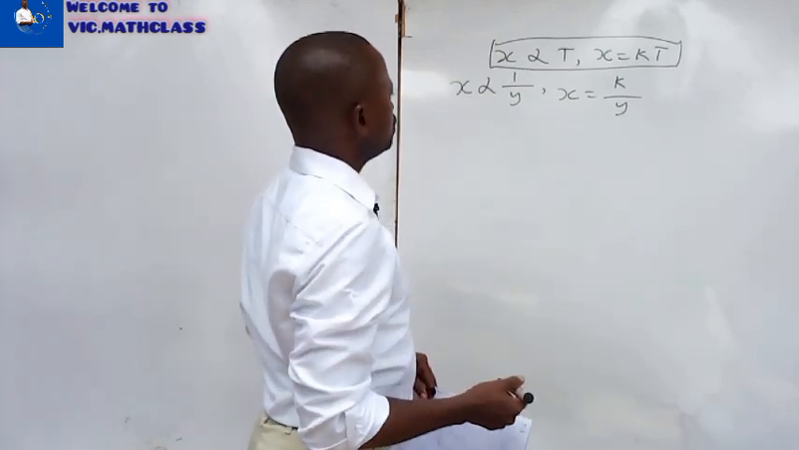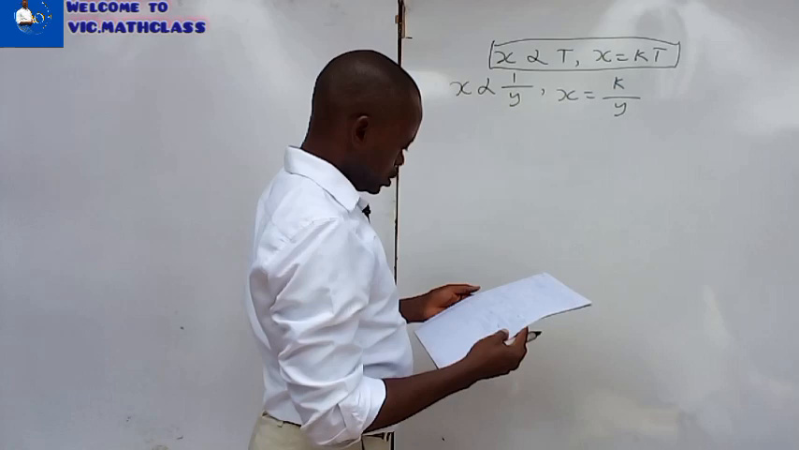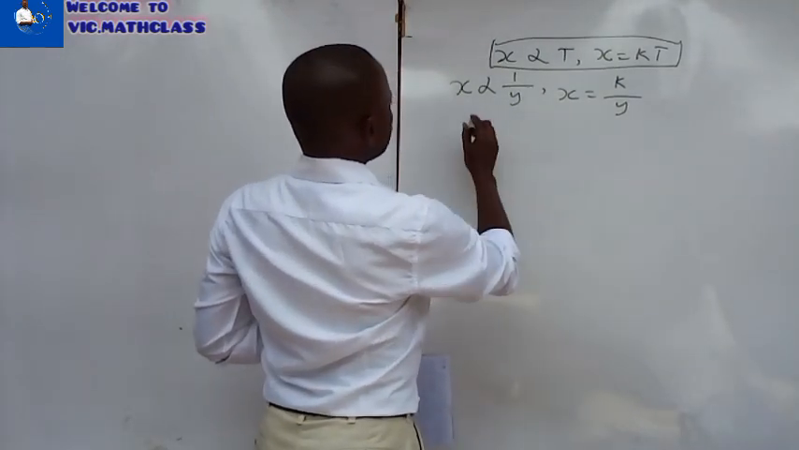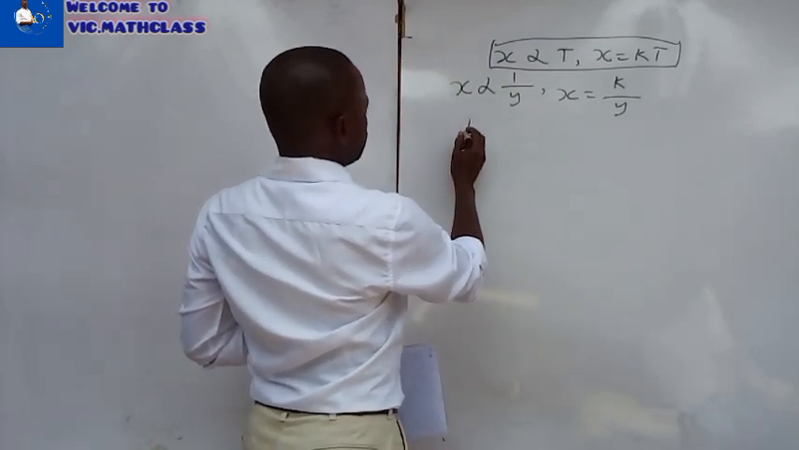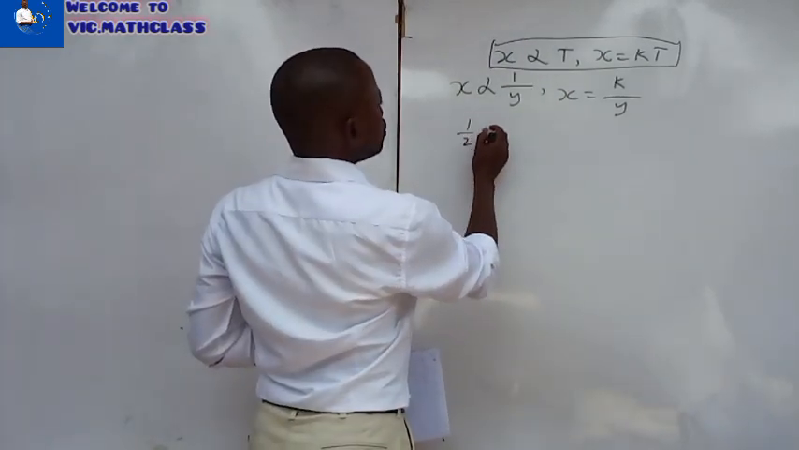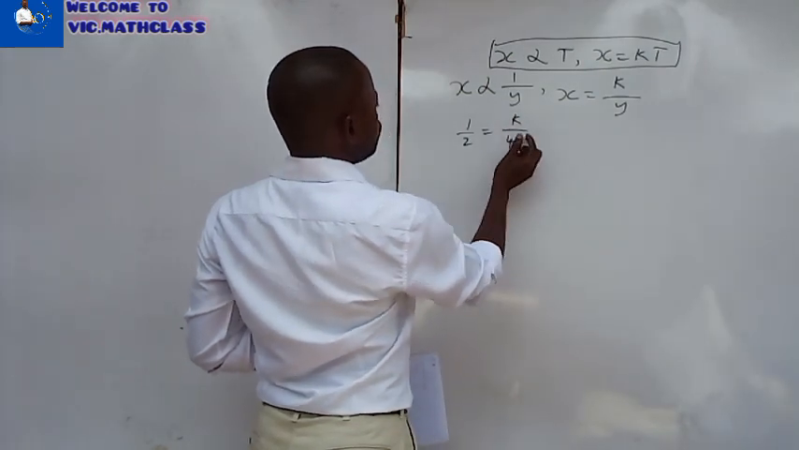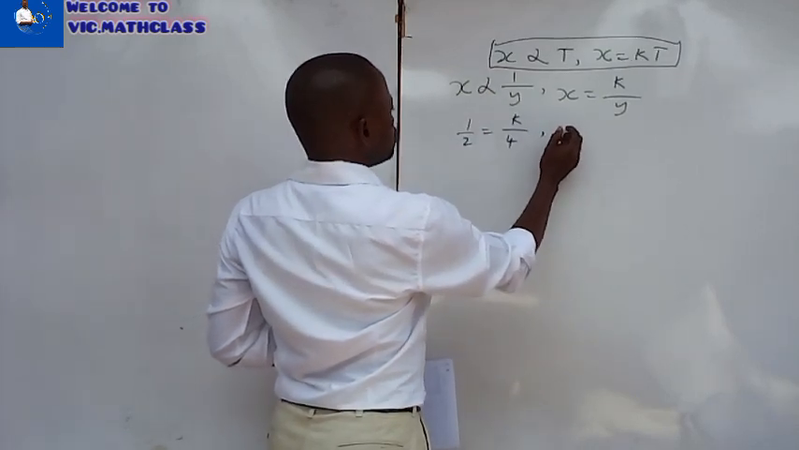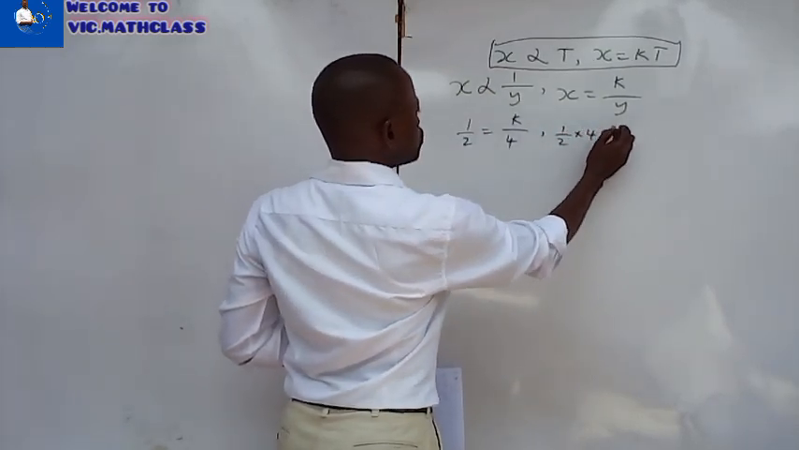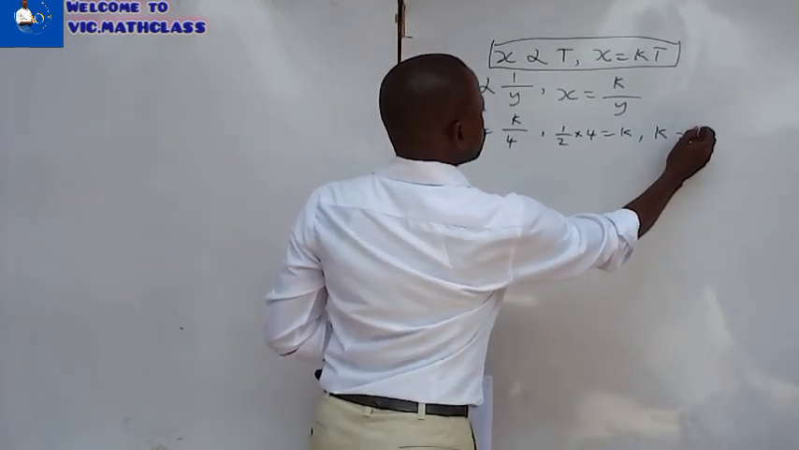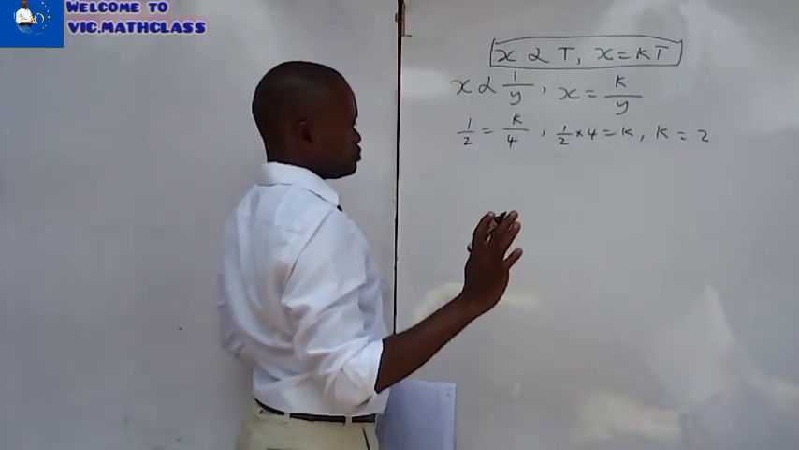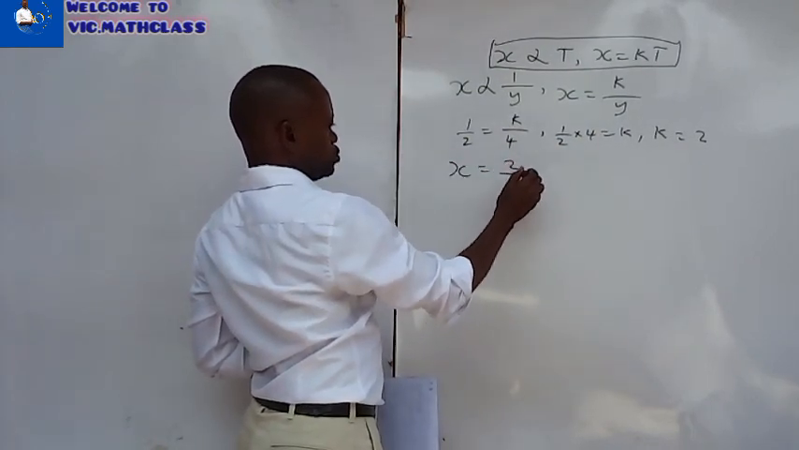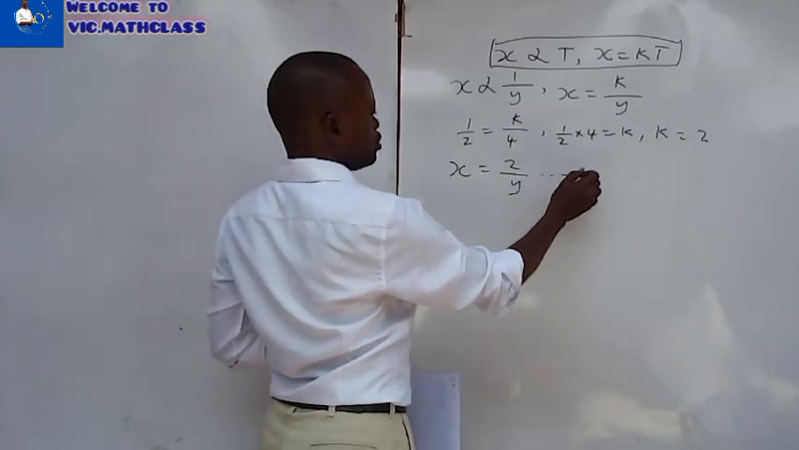All right, let's take the figures they gave us. When y is 4, x is half. So I will say 1/2 = k/4. If you cross multiply, you get k = 1/2 × 4, so k equals 2. Back to this expression, x = 2/y. That's how it is going to be, and I can call it an equation.